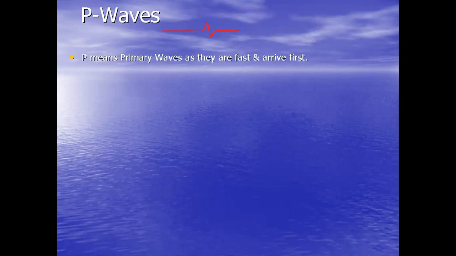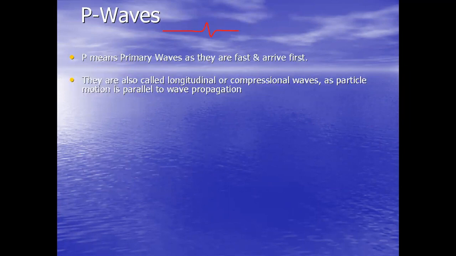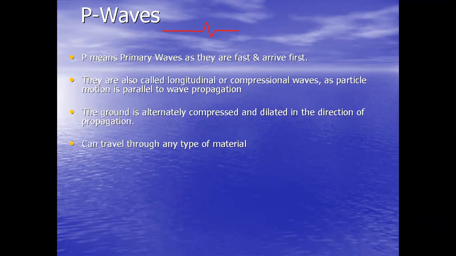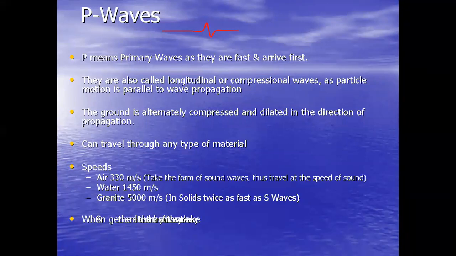P waves are basically the first arrival. Just like in an earthquake, when you feel the first jerk, this first jerk is known as P waves. These P waves are basically low in amplitude, and can travel through any type of material, whether it is liquid or solid.